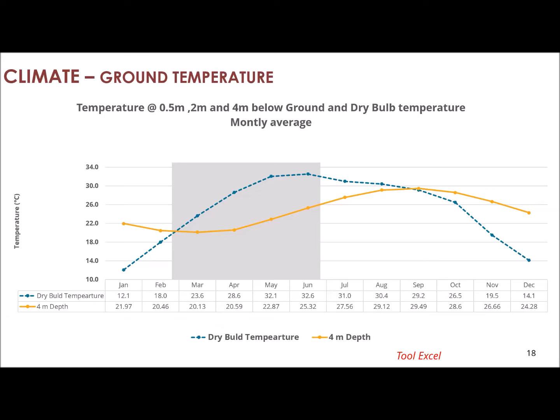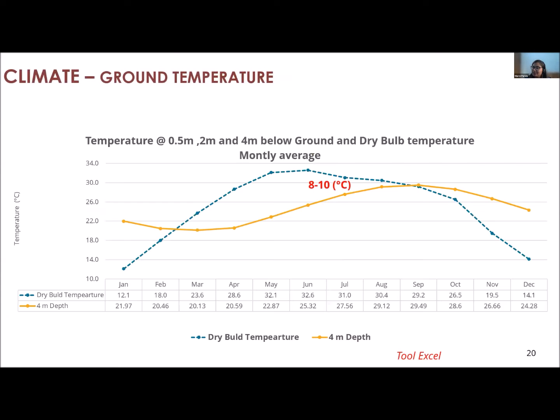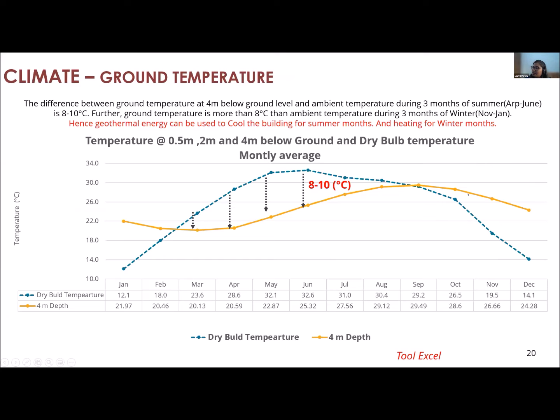All right, here are our answers, Mansi. Wow, this is the maximum number of people giving the correct answer, with 89% of people saying yes. And the answer is correct. As you can see in the chart, the difference between the dry bulb temperature and the ground temperature is almost 8 to 10 degrees for, say, April to June. We can also see a temperature difference during the winter months.